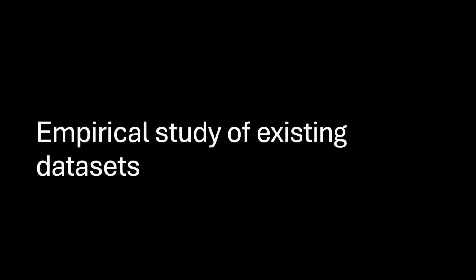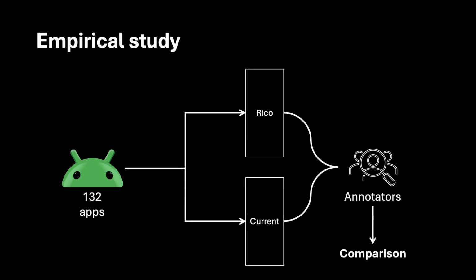Before we embarked on the creation of our dataset, we explored existing datasets through an empirical study of the RICO dataset, a well-known, widely used, and large-scale UI dataset from 2017. The study involved 132 apps from RICO. Annotators obtained 82 pairs of UI designs, one from RICO and one from a recently taken screenshot, and compared them. Overall, we found four main differences in the current apps compared to those in the RICO dataset.